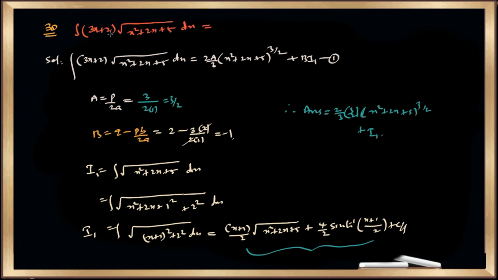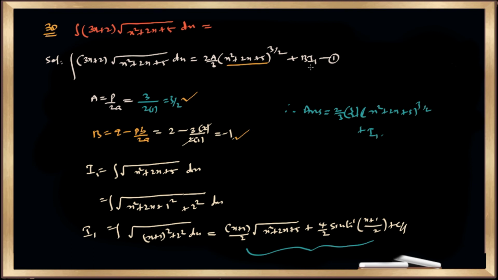Next, the third one is integral linear into root over quadratic. The answer is always 2a by 3 times quadratic to the power of 3 by 2 plus b times I1. To find the values of a and b, the formula of a is p by 2a, and p means 3 by 2a, 2 ones are 2, so a is 3 by 2. The formula of b is q minus pb by 2a. Q is 2 minus 3 times P is 2 by 2 times A. So the 2 gets cancelled, 2 minus 3 is minus 1. So A is 3 by 2, B is minus 1.